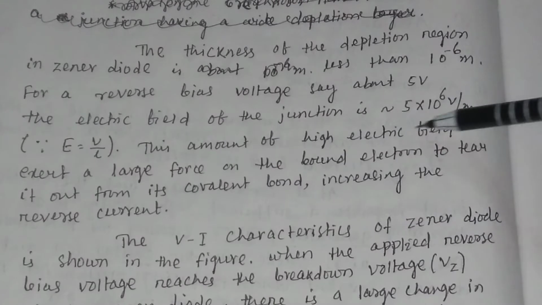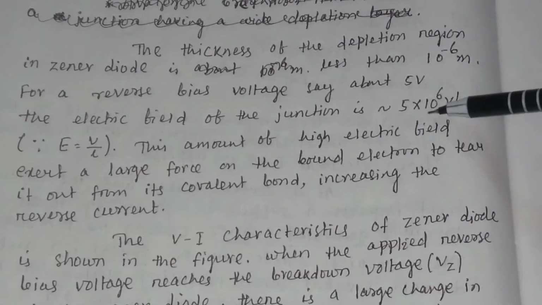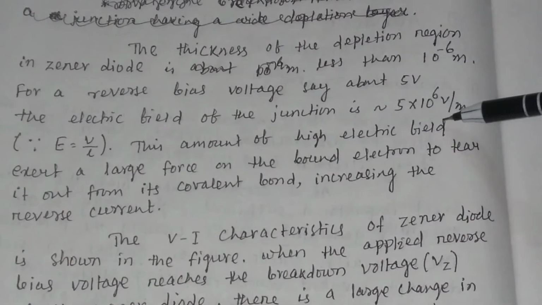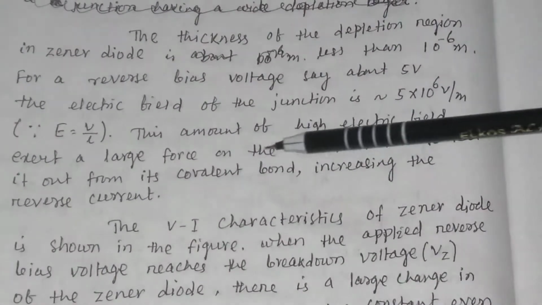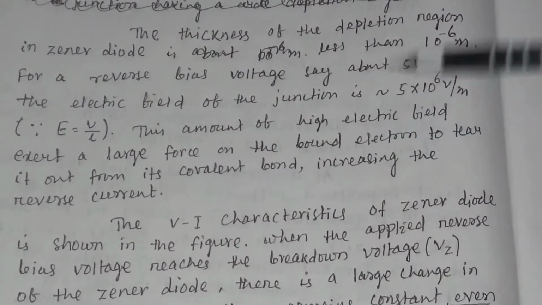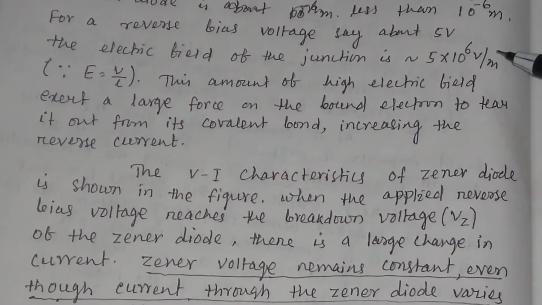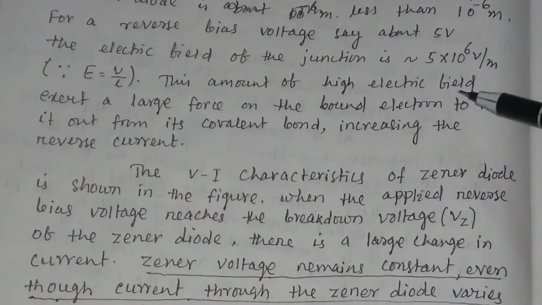You see, the amount of electric field is of the order of 10 to the power 6 volt per meter. So this amount of high electric field exerts a large force on the bound electron to tear it out from its covalent bond, increasing reverse current. So basically the reverse current in Zener diode is due to the high electric field, which is of the order of 10 to the power 6 volt per meter, more than 10 to the power 6 volt per meter.